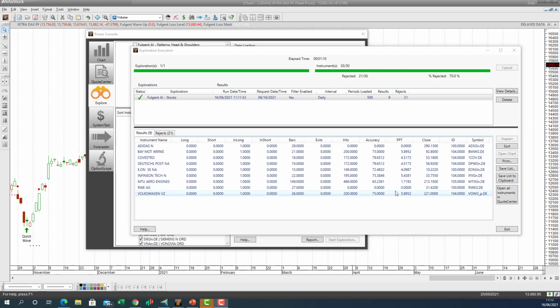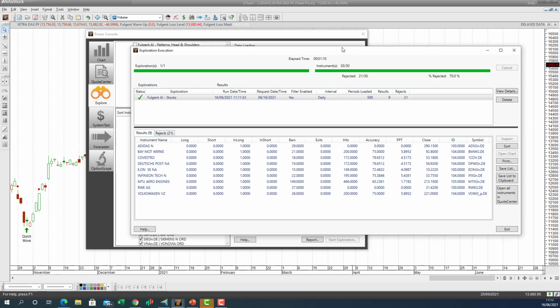Took about a minute and 10 seconds. Generally, the more shares you're trying to cover, the longer the test. Sometimes screening the FTSE 100 or FTSE 350 or the Nasdaq 100 takes about 8-10 minutes. We've got the end result here.